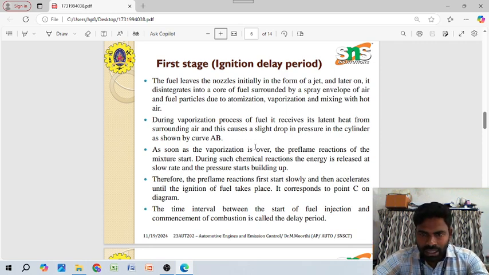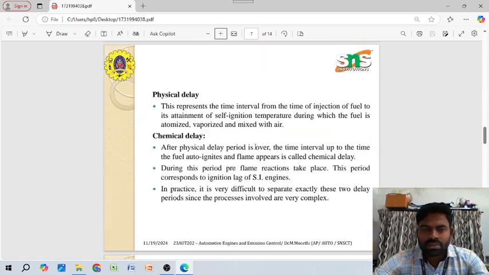It starts with A, B and C, D and then E, and A to C is the ignition period, or the first ignition delay period, in which the fuel gets ready for the combustion process, ready for burning. After reaching point C, that is the peak, the fuel starts to burn.